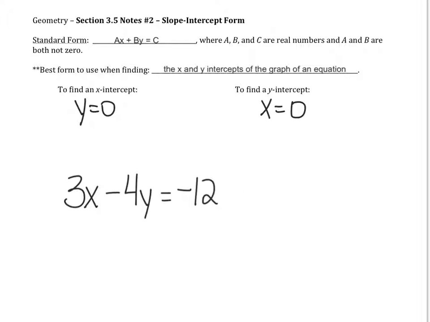To find the y-intercept, I would put 0 in for x. That would be 3 times 0 is 0, so it would take out the x term, and I would be left with negative 4y equals negative 12. So all I'd have to do is take negative 12 divided by negative 4 to find the y-intercept. So thinking of this as the cover-up method is perfectly acceptable as we move through this section.